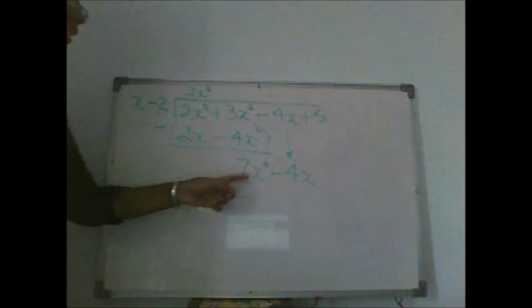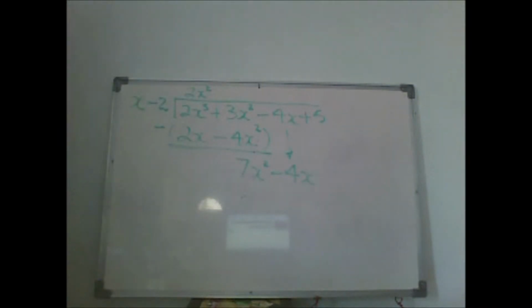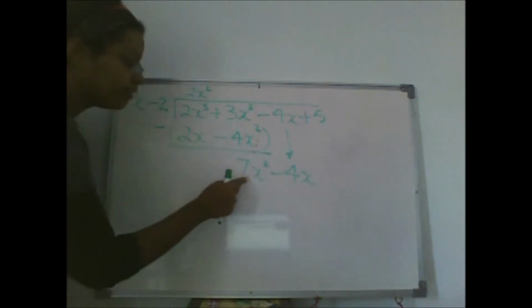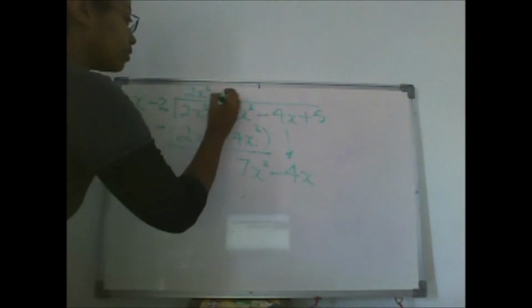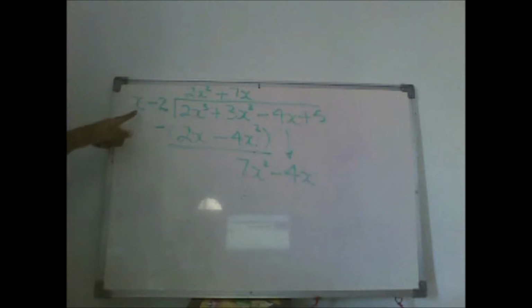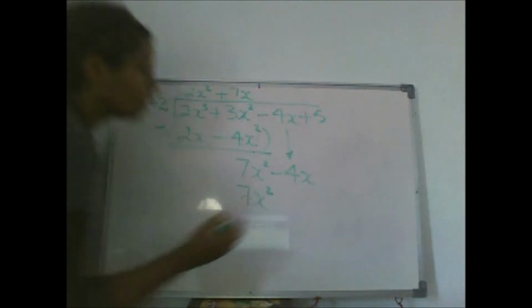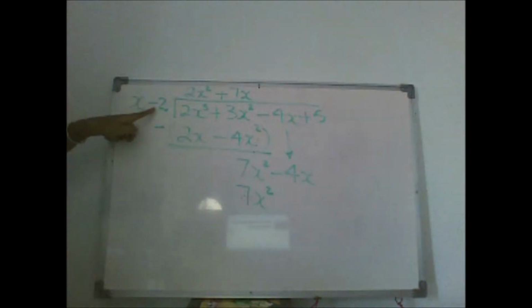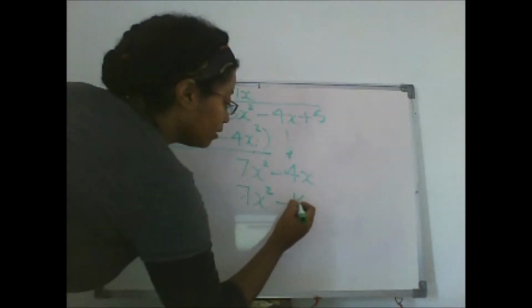Alright, so now we have 7x squared minus 4x. So we do the same thing again. We start with x. We're going to x divided by 7x squared, which gives us a positive 7x. We're going to take that 7x and multiply by these. So 7x multiplied by x gives us 7x squared. And 7x multiplied by negative 2 gives us negative 14x.